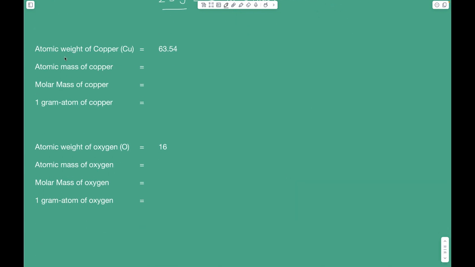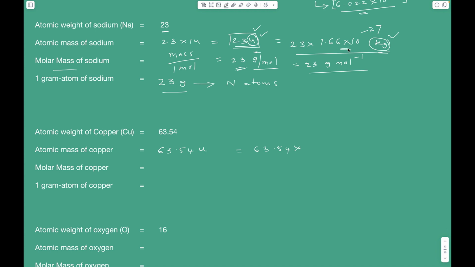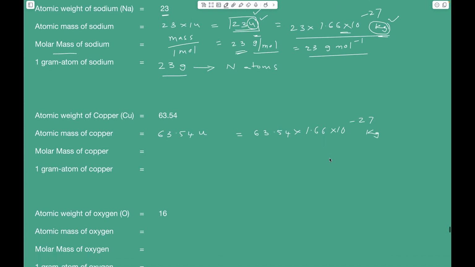Now the atomic weight or the relative atomic mass of copper is 63.54 approximately. Then the atomic mass of copper is simply 63.54 U. That is the mass of 1 copper atom in unified atomic mass units. And if you want its value in kilograms, it would be 63.54 times, see, you have to replace 1 U with its value in kilograms, and that is 1.66 times 10 to the power of minus 27 kilograms.